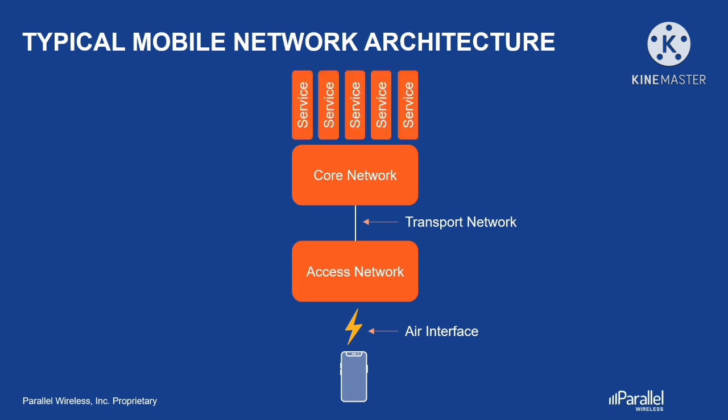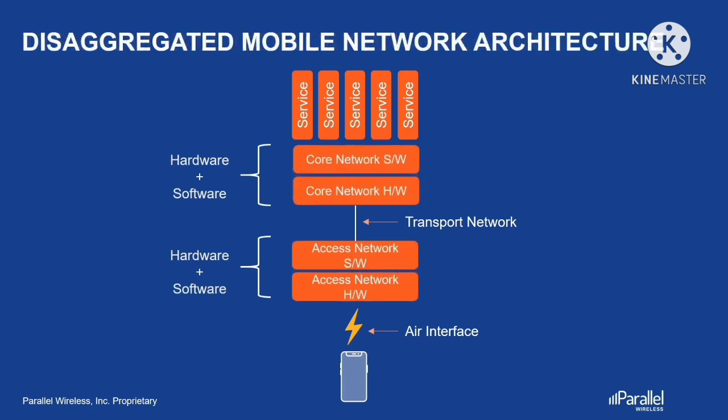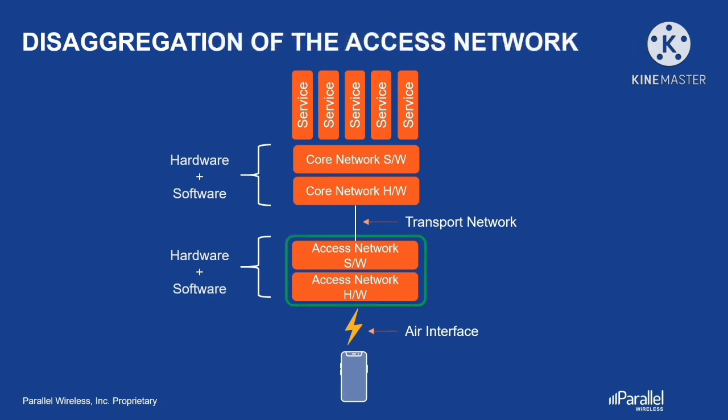On top, there are services that run on the core network. The core network, as well as the access network, contain hardware and software. When we talk about disaggregated mobile network architecture, this is when the hardware and software are disaggregated or separated. This applies to both the access network and the core network. In this video, we will focus on the radio access network, or RAN.